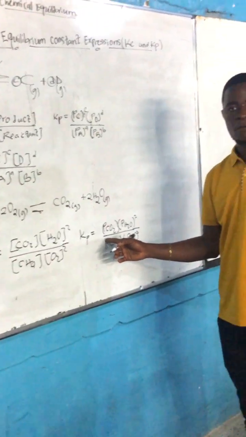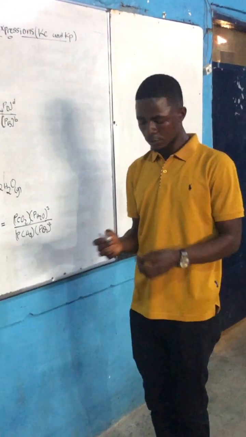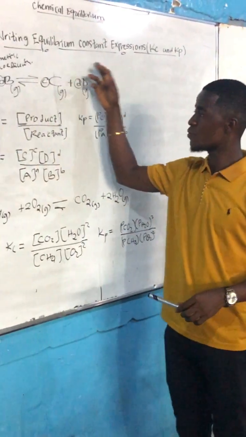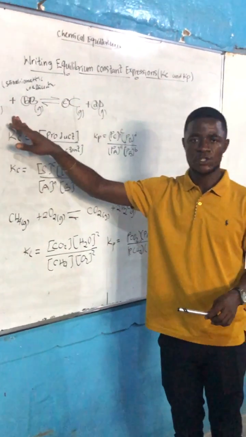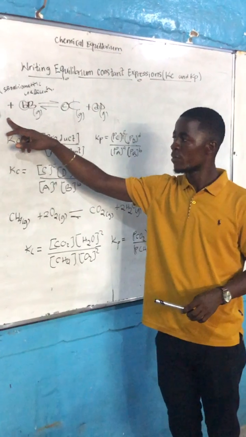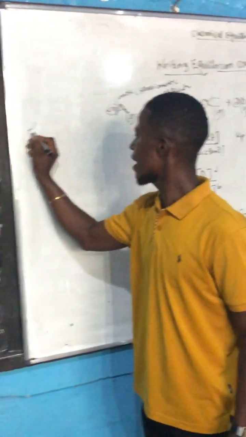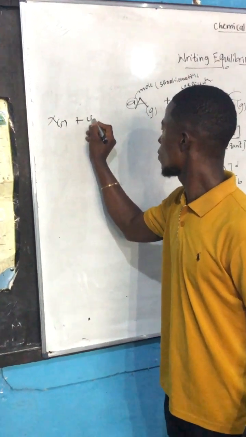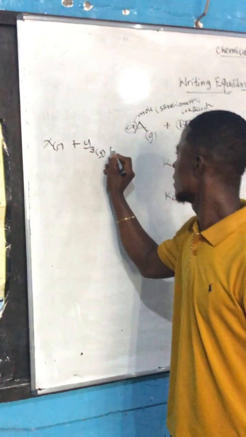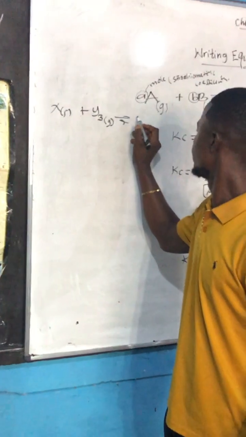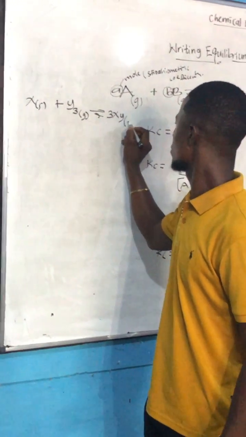So now, when you are writing the equilibrium constant expression, the first thing you should know is that you should check whether the reaction is balanced. And then remember that solids do not appear. Let's say for instance you have a reaction with this: if you have X solid plus Y, and this is your gas, it gives us 3XY, which is your gas.